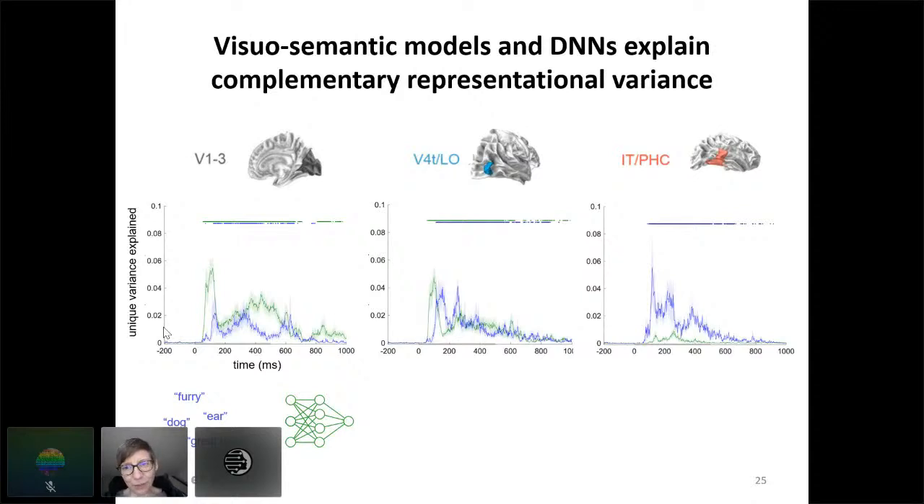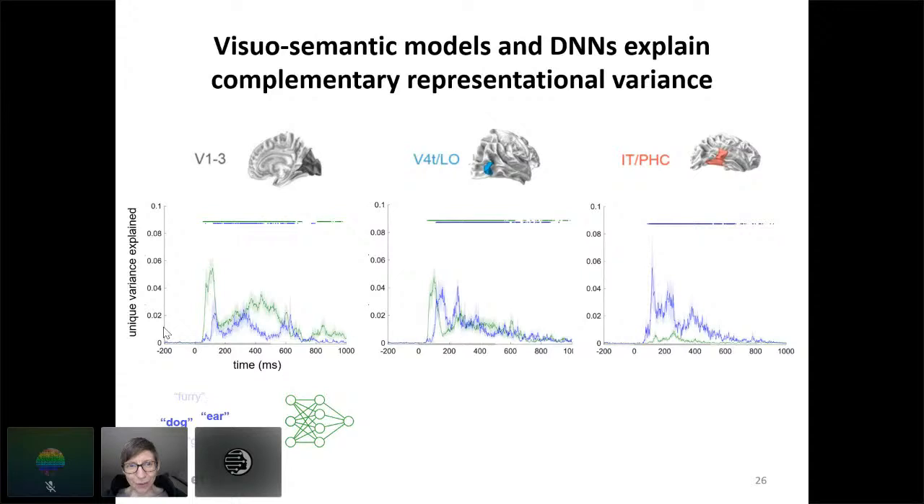What we also did is we looked then at IT and we asked which of these components of the Visuo-semantic model contribute to the unique variance that the model as a whole explains at the level of IT. And we found that it's mostly basic level categories, such as dog, and object parts, such as ear, that explain the unique variance in IT.